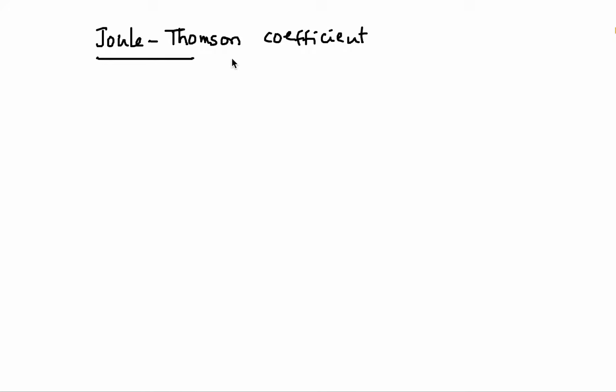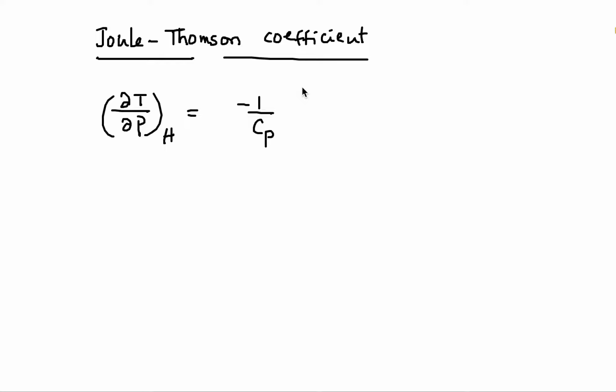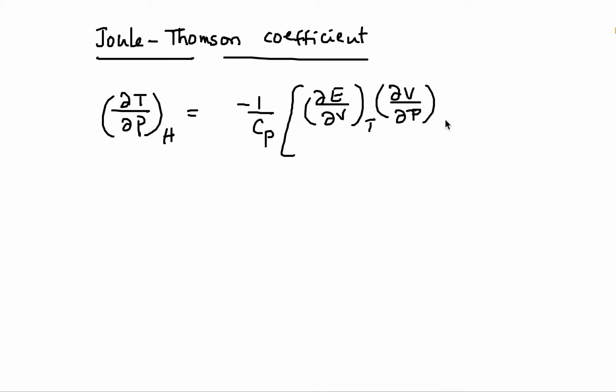and we know its expression as dou T over dou P at constant enthalpy is negative 1 over Cp times dou E over dou P at constant temperature plus dou PV over dou P at constant temperature.